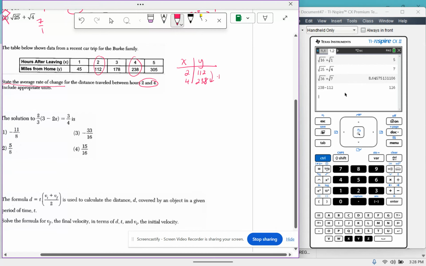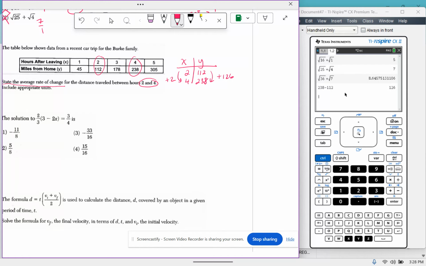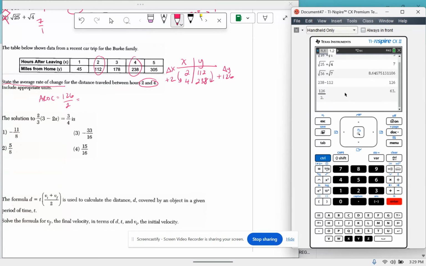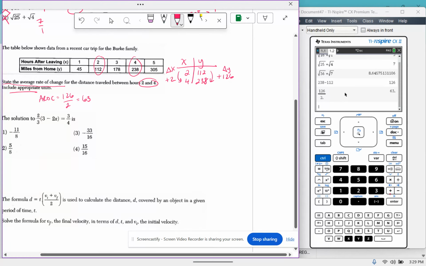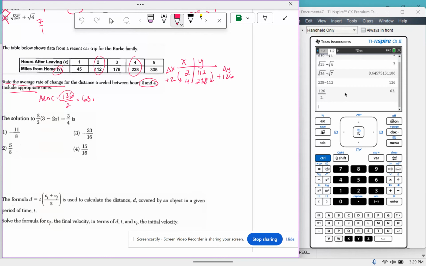All right, so I added 126 to get from 112 to 238, and then I added 2 to get from 2 to 4. So this is my change in x, this is my change in y. The average rate of change is the change in y over the change in x. Then careful, this question says I need to include the appropriate units. So I'm going to look and see what was on top. That was y for miles. And then I'm going to look at what was on the bottom. That was hours. And that's my appropriate units.